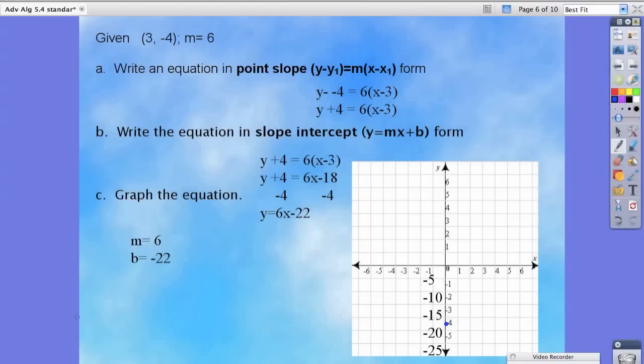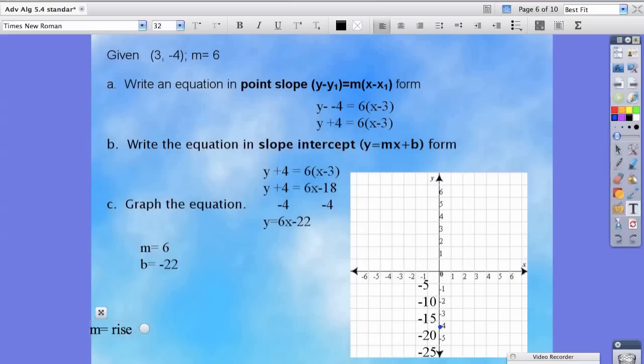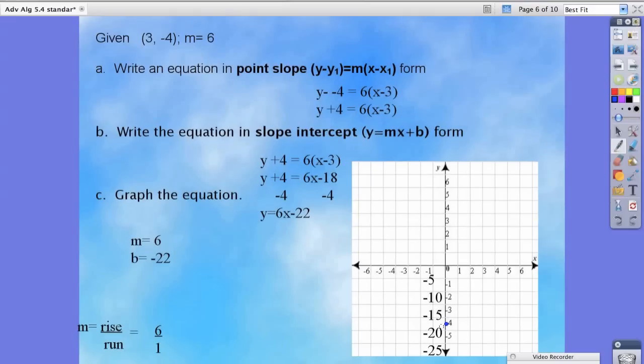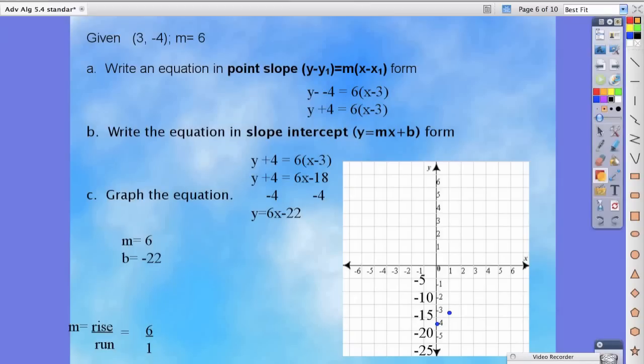Now the slope, which is rise over run, is going to be 6 divided by 1. So it means our rise is 6 and our run is 1. So from 22 up 6 is going to be 16. And we're going to move 1 over to the right. And then we're going to draw our line. And now we have our graph.